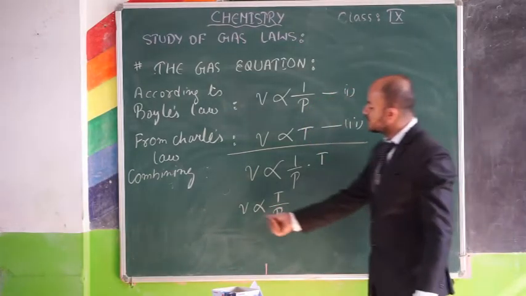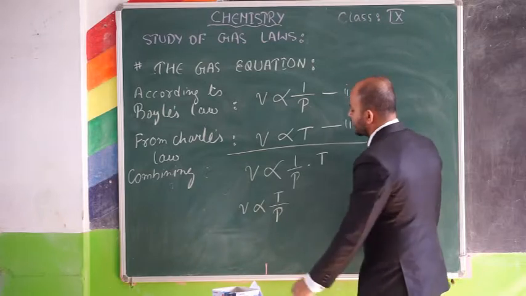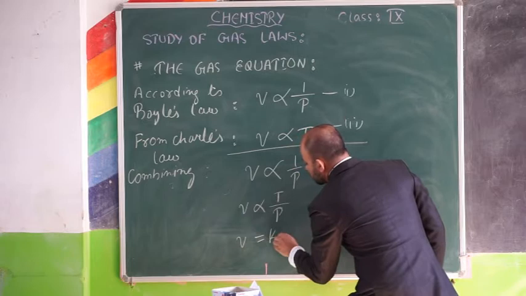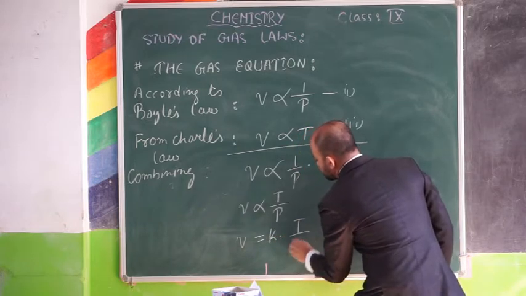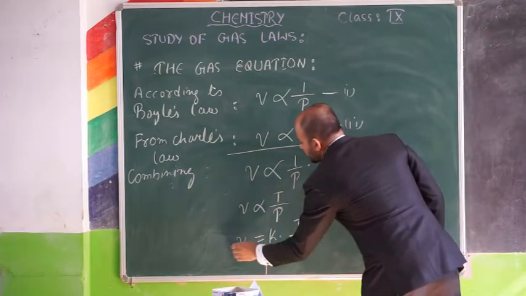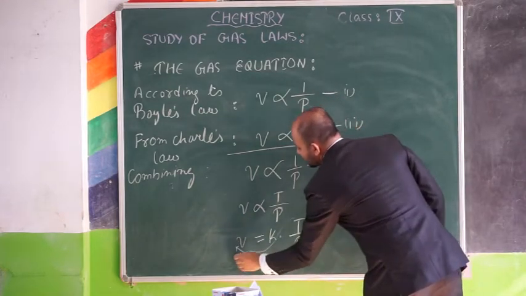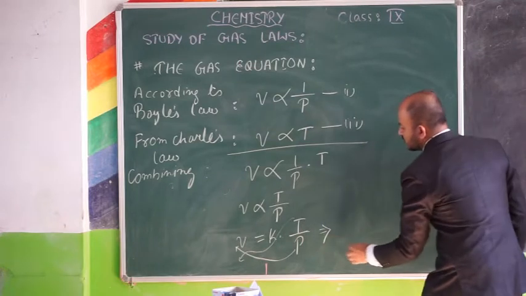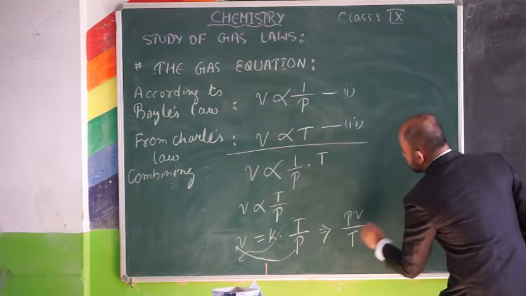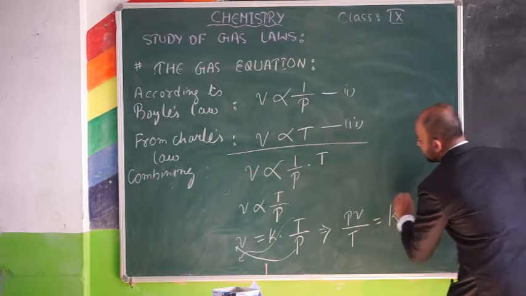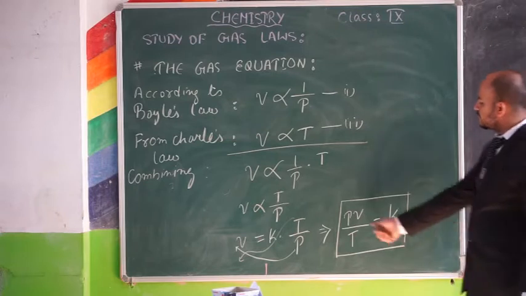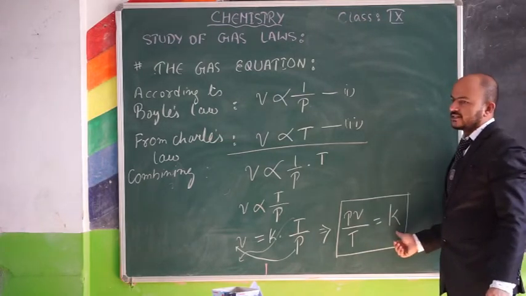So if you remove this proportionality sign, then what we get? We get volume equals to some constant quantity into T by P. So if we take P this side and T this side, what do we get? We get PV by T equals to constant. So we got this PV by T equals to constant.